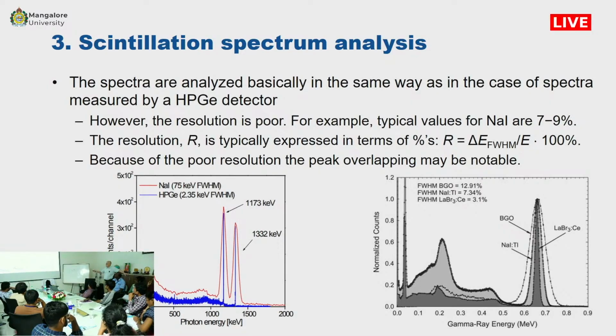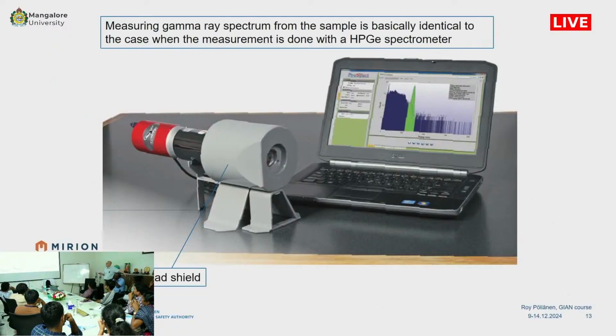And there are different types of materials. I think this is bismuth germanium oxide material, this one. This is lanthanum bromide. The resolution is very good in that type of scintillator. But these lanthanum bromide detectors are quite expensive compared to the sodium iodide detectors. This is one example.